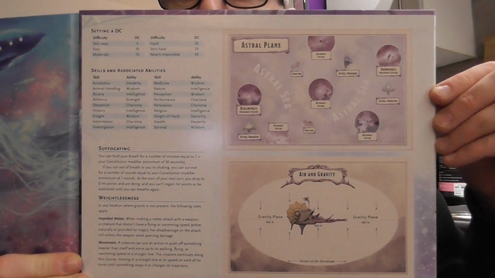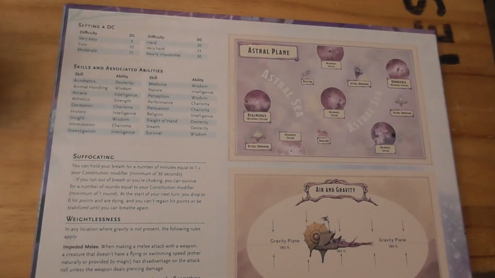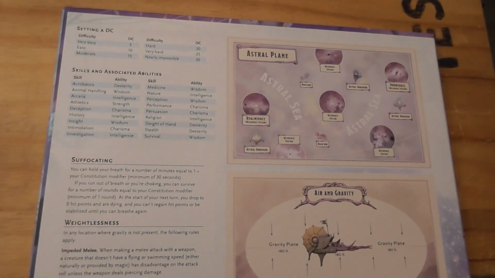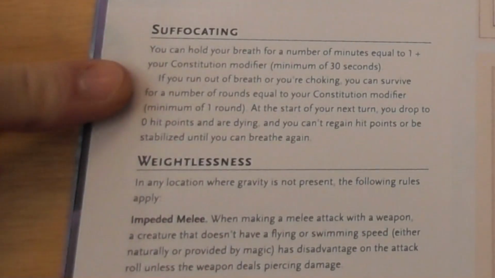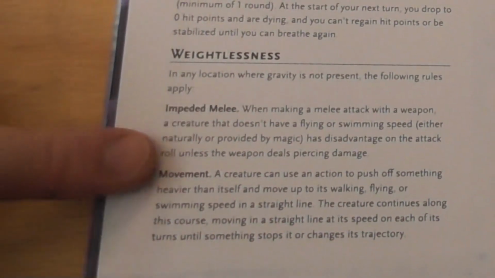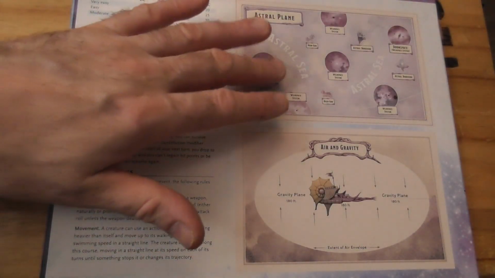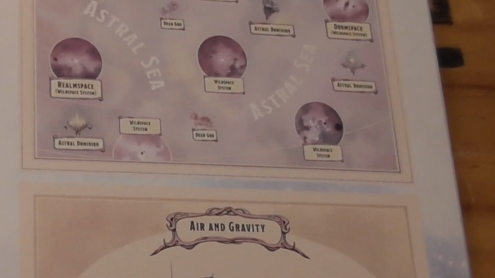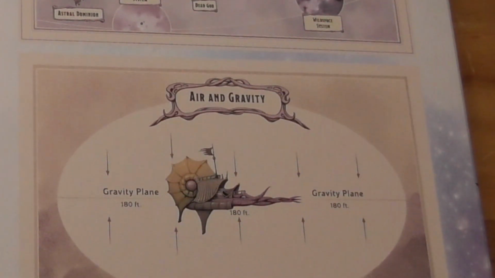Entering space. Out into the astral plane for Spelljammer. Now this first panel goes straight back to setting a DC and the skills and abilities. But suffocation and weightlessness on the first panel with maps of the astral sea itself and how gravity works. That takes precedence instead of normal rules.